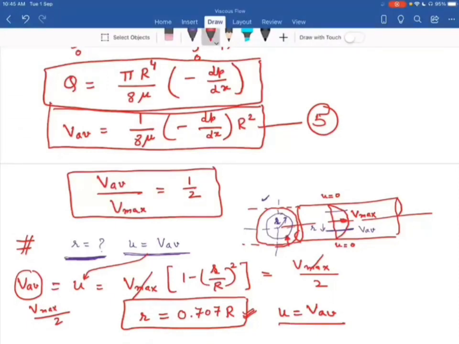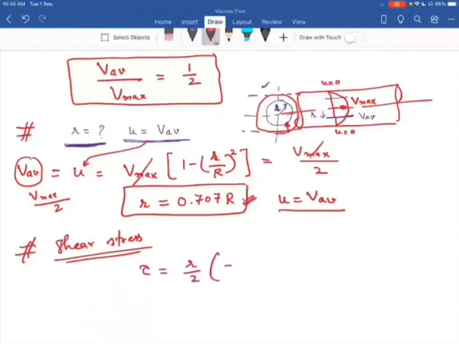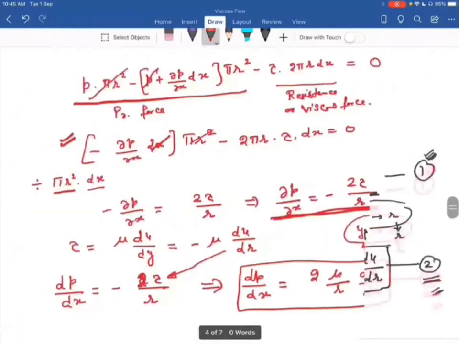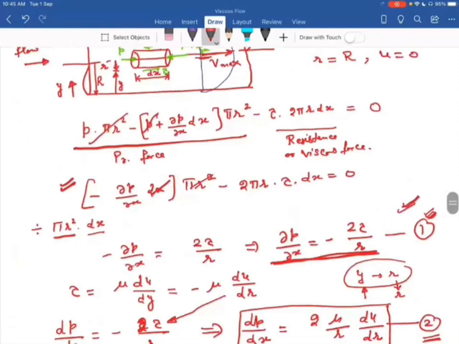Then find out the shear stress variation. To find the shear stress variation, use equation number 1. From equation number 1 we can write tau. So tau comes out to be small r by 2, within bracket minus dp by dx.